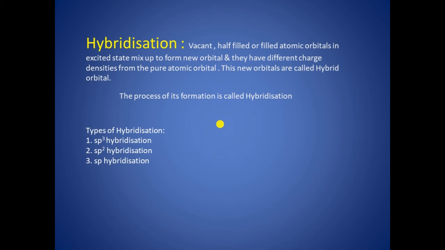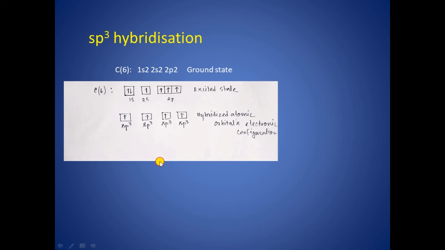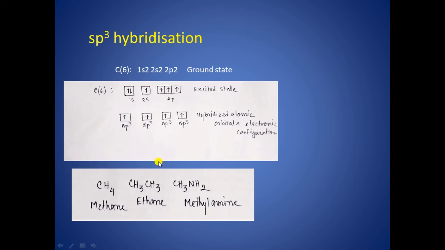Generally, in organic compounds, three types of hybridization are possible, that is sp3 hybridization, sp2 hybridization and sp hybridization. We will discuss them one by one. First comes sp3 hybridization. When one s orbital and three p orbitals mix up to form four identical hybrid orbitals, sp3 hybridization occurs.